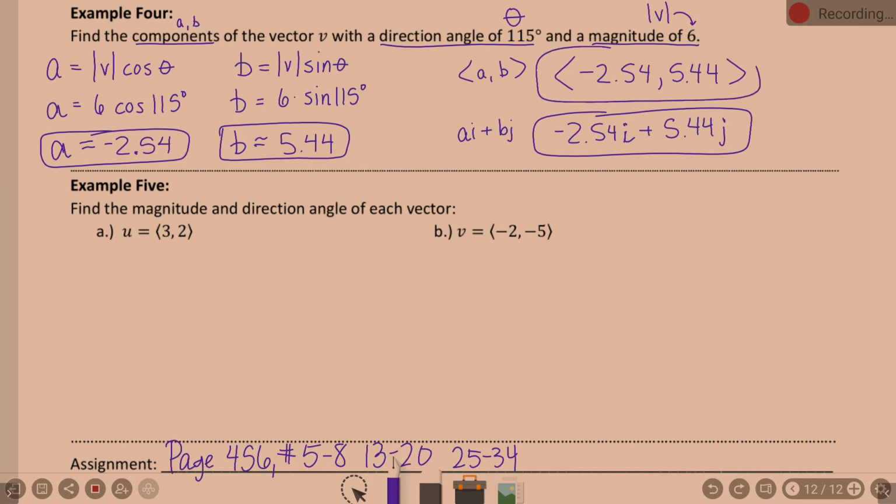Now, remind me on Monday, I heard the question, can it be negative? Let me address why the negative makes sense on Monday, because there's something to connect on. It just has to do with what quadrant everything's in.